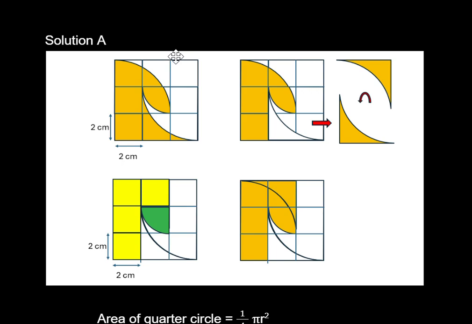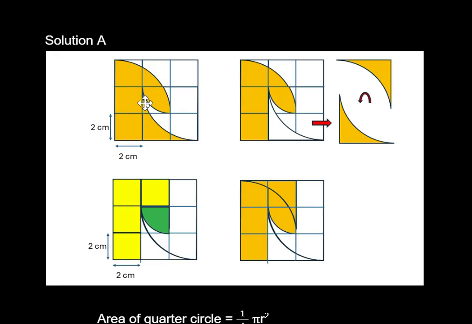The first method is, I would say, by observation. If you do such questions long enough, you should be able to observe it quite fast. If you look at this figure, you realize that this is a 4 centimeter by 4 centimeter square, and there is a quarter circle here. The shaded part is just the square minus the quarter circle. You also realize that this is a quarter circle with this white part missing.